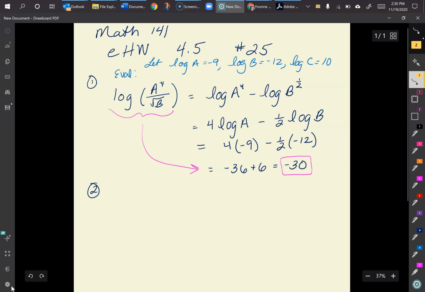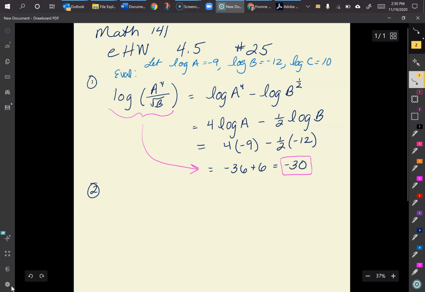So the whole equivalency there for the entire log A would be -9, not saying that we're taking log of -9 because that wouldn't be defined. So log B would be equivalent to -12 when all is said and done, and log C is 10. So we're going to evaluate this log expression here, log of a to the 4th divided by square root of b. So we need to use our log properties to break that all down.